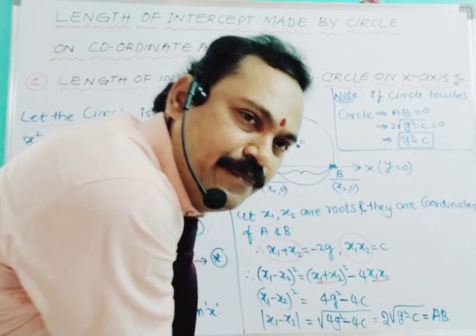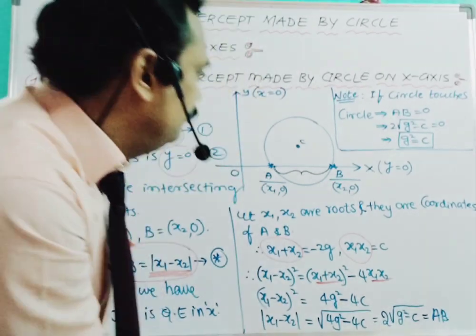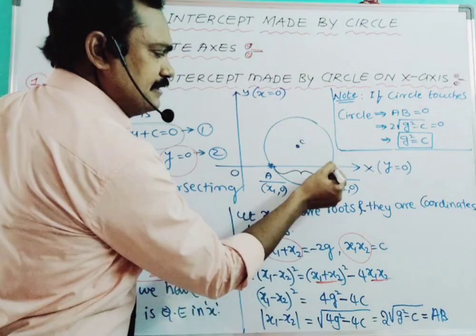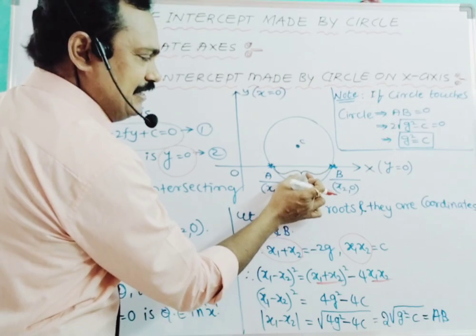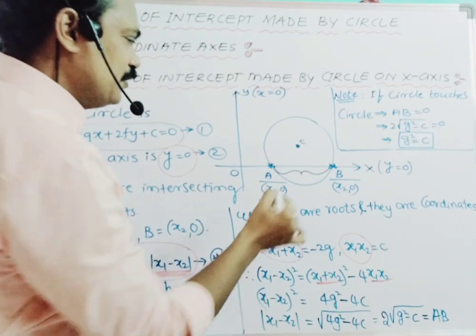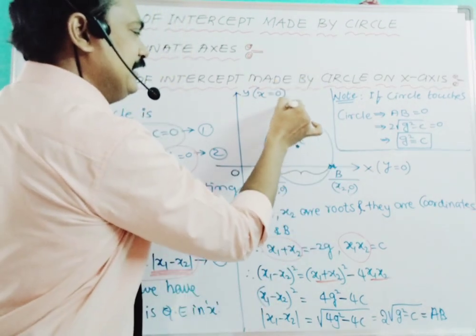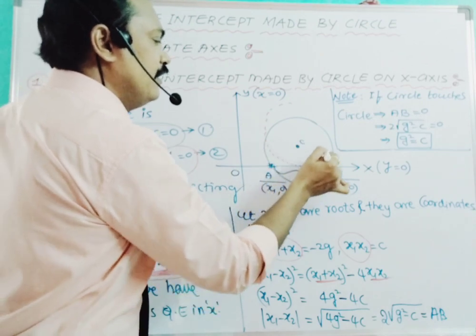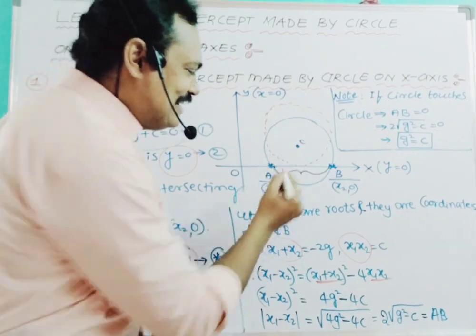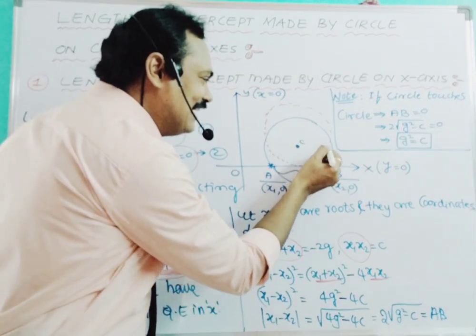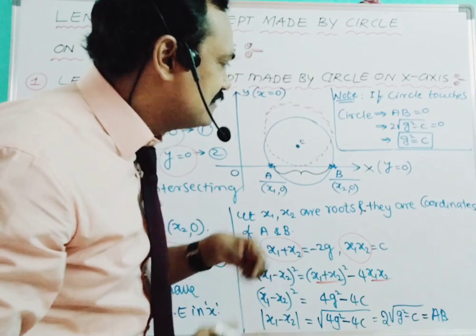Here I am going to capture one important point for JEE pattern. Suppose this circle is cutting x-axis in 2 points, so that there is an intercept AB, right? Suppose this circle is not intersecting x-axis. If it is touching, what does it mean? If it is touching, there is no intercept made by the circle on x-axis. If the circle is touching x-axis, there is no intercept.